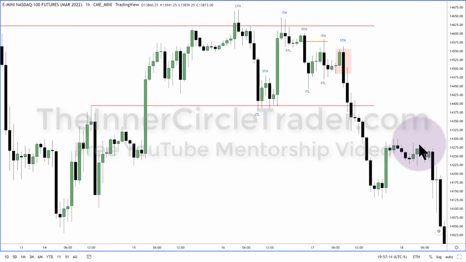All right, so we are looking inside that fair value gap on the daily chart. This was the high end of that fair value gap, and this was the low end of that fair value gap. The time frame on this chart, as you can see here, is 1 hour, and I've outlined market structure in the idea of long-term high, long-term low, short-term high, short-term low, and in between those two swing points, there's an intermediate-term high and an intermediate-term low.